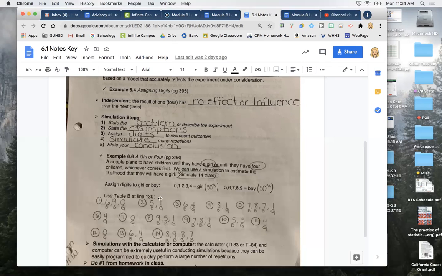If my second one's a girl, I stop. So you can see my simulation here. I went to table B, line 130, and grabbed every single number. So 6 was a boy, 9 is a boy, 0 is a girl, and they stopped having children. So basically you're stopping every time there's a girl. So in this simulation, they had 2.